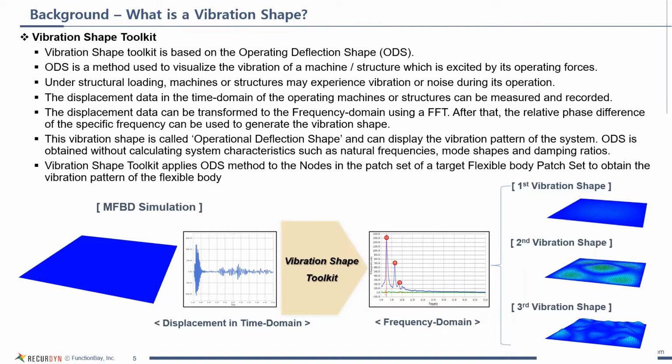So this ODS, operating deflection shape, is actually calculated without doing the more typical calculations of natural frequencies, mode shapes, damping ratios. It's not using that, it's using outputs from the time domain simulation. And you have the flexibility of defining any kind of patch set, a collection of nodes and elements that you want to have for your vibrational study.